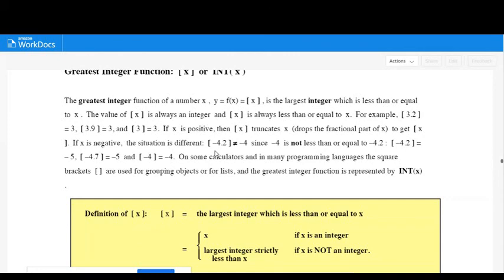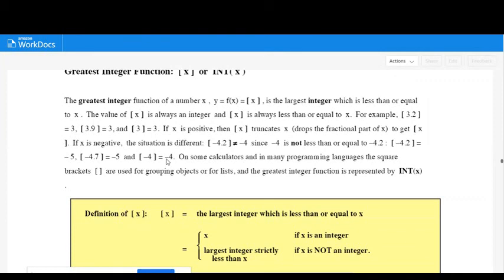So we need to know na kung negative number, pa-left yung direction nila. So kumbaga, yung mas maliit sa kanya is nasa left niya. So for example, greatest integer of negative 4.2 is not negative 4 kasi mas malaki sa negative 4 kaysa kay negative 4.2. So it should be negative 5. Greatest integer of negative 4.7 is negative 5. But the greatest integer function of negative 4 is negative 4.